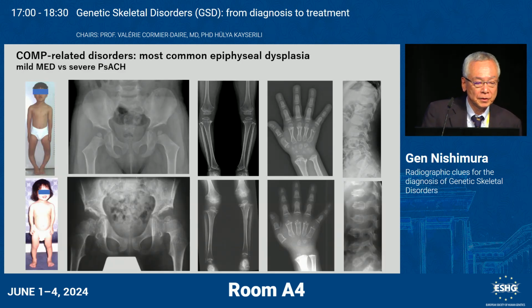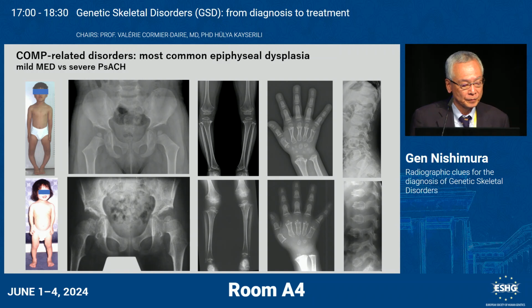Here are two cases of COMP-related disorders: mild MED, multiple epiphyseal dysplasia, and severe pseudoachondroplasia. Epiphyseal changes may be similar to each other, but mild MED shows almost normal vertebral bodies. On the other hand, severe pseudoachondroplasia shows irregular vertebral bodies associated with platyspondyly and anterior projection, the so-called anterior tongue of the vertebral body.